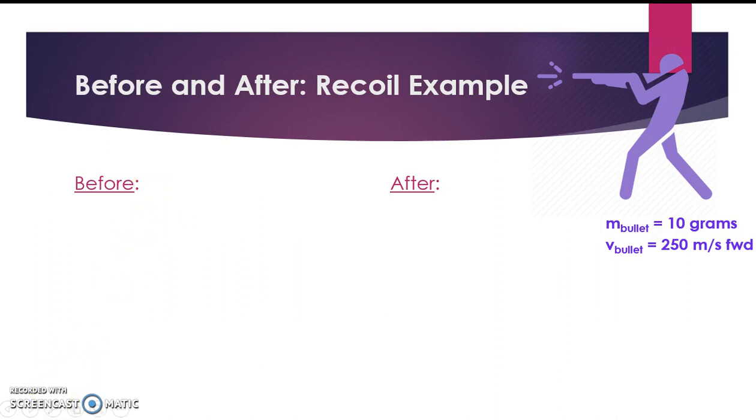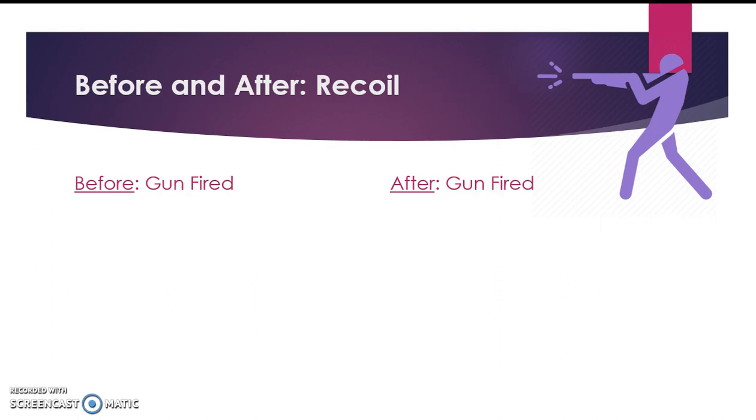Pause the video and unpause it when you have work in pencil on your page. Specifically, in this case, it's before the gun is fired and after the gun is fired. Now, in pencil, ready to make any changes necessary, check the momentum of everything before the gun is fired and after the gun is fired. Find the momentum of the bullet, find the momentum of the gun, add them together, everything in the system, to find the total momentum. Write down your answers in pencil, then play the video again once you've got an answer.